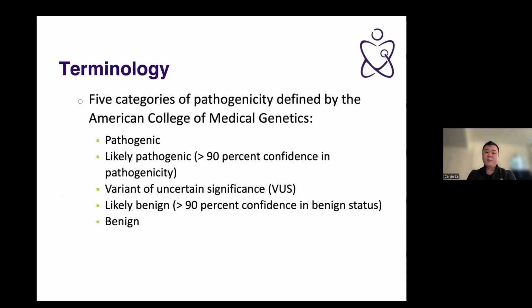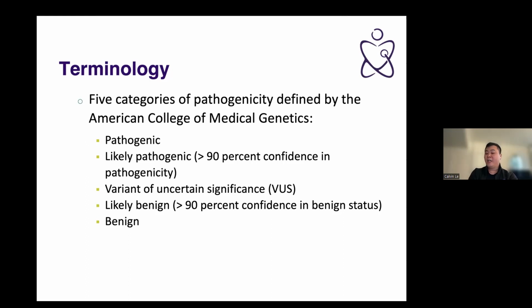So we'll go over some basic terminology. When you get results back from genetic testing, there are 5 broad categories that a variant can be classified as. The first is pathogenic, where this variant is known to cause disease or is strongly associated with the disease process.